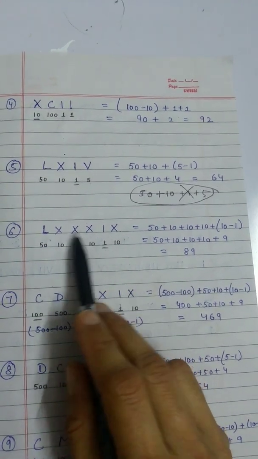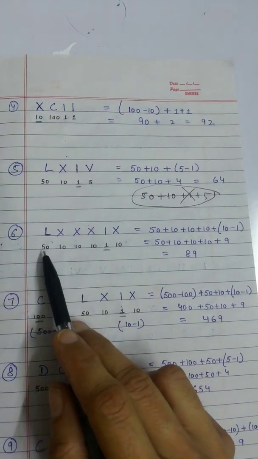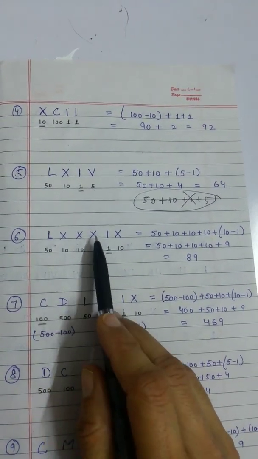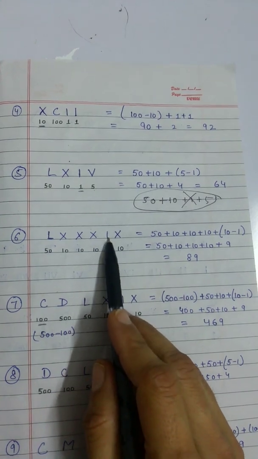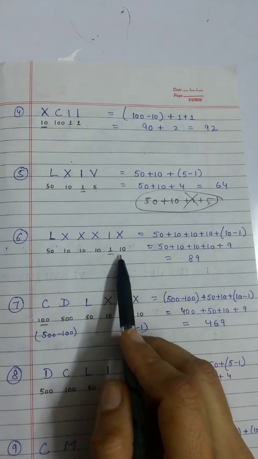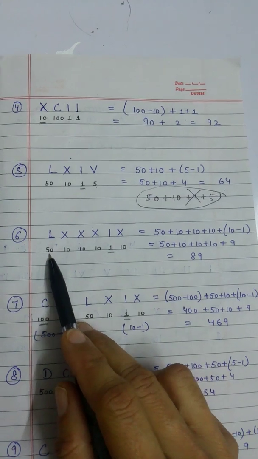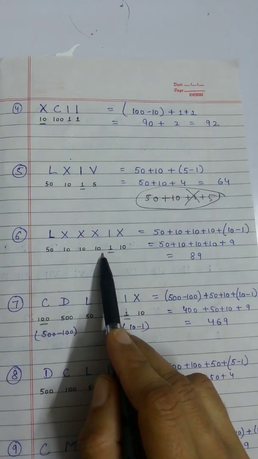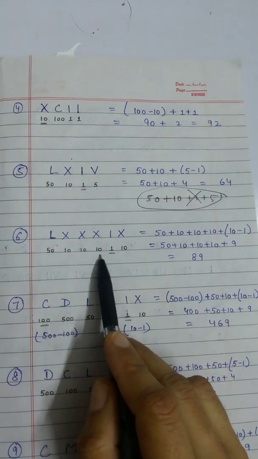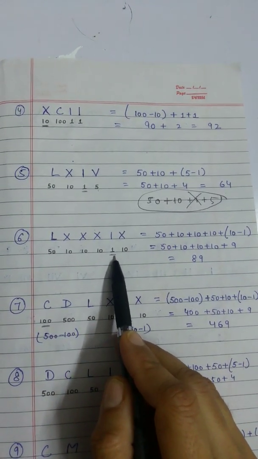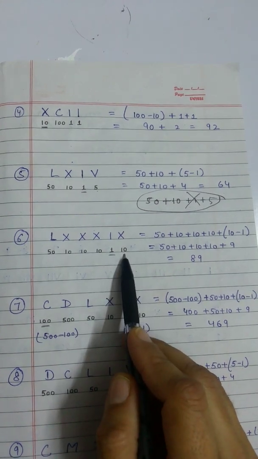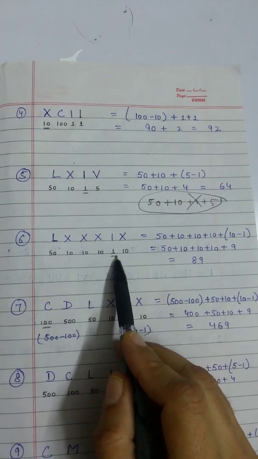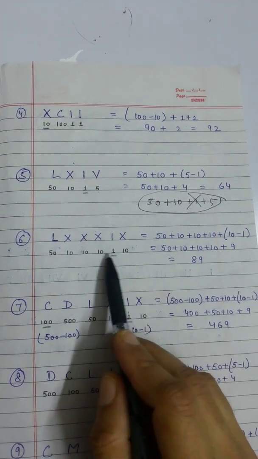Let me write the corresponding values to the symbol. L is 50, X is 10, X is 10, I is 1 and X is 10. Now this is a larger symbol and these are smaller symbols, right? Till here it is smaller and again it is pushing up to a larger one, right? So again my rule is smaller symbol between two larger symbols.